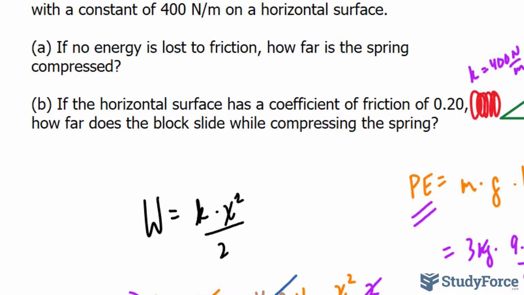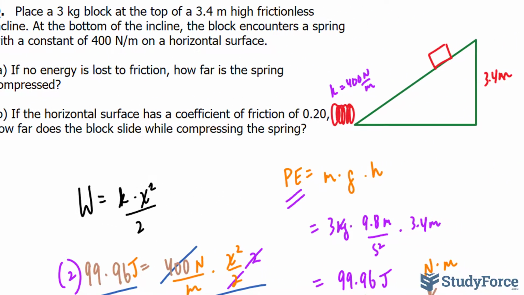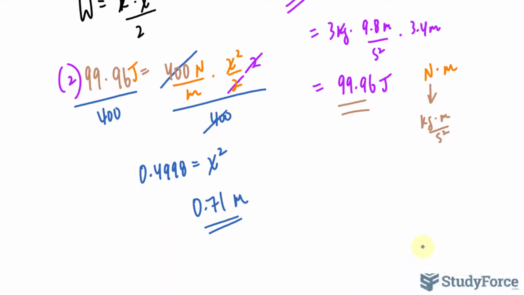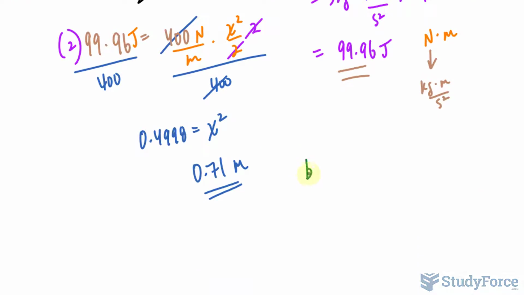In part B, if the horizontal surface has a coefficient of friction of 0.20, how far does the block slide while compressing the spring? Obviously, it's going to be less than 0.71 because the potential energy is going into compressing the spring and it's going into overcoming the friction. So just be mindful of that. We will write down part B.